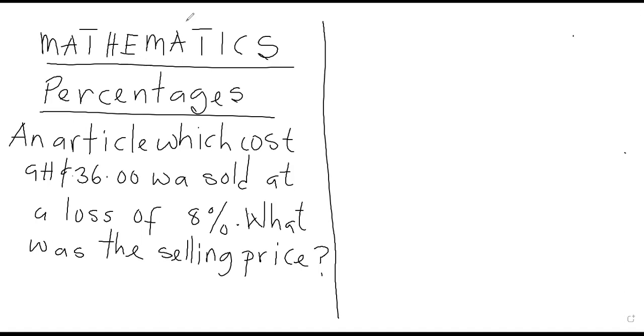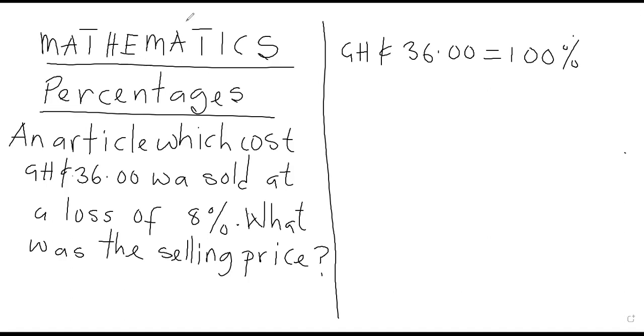Good. Now, in this question, we have been given the cost price, we've been given the percentage loss, and we have been asked to find the selling price. Do you remember percentage increase and decrease? The cost price is the same as the original price, the price at which the person purchased the item. So the original price or the cost price, that is 36 Ghana cedis, is equivalent to 100%.